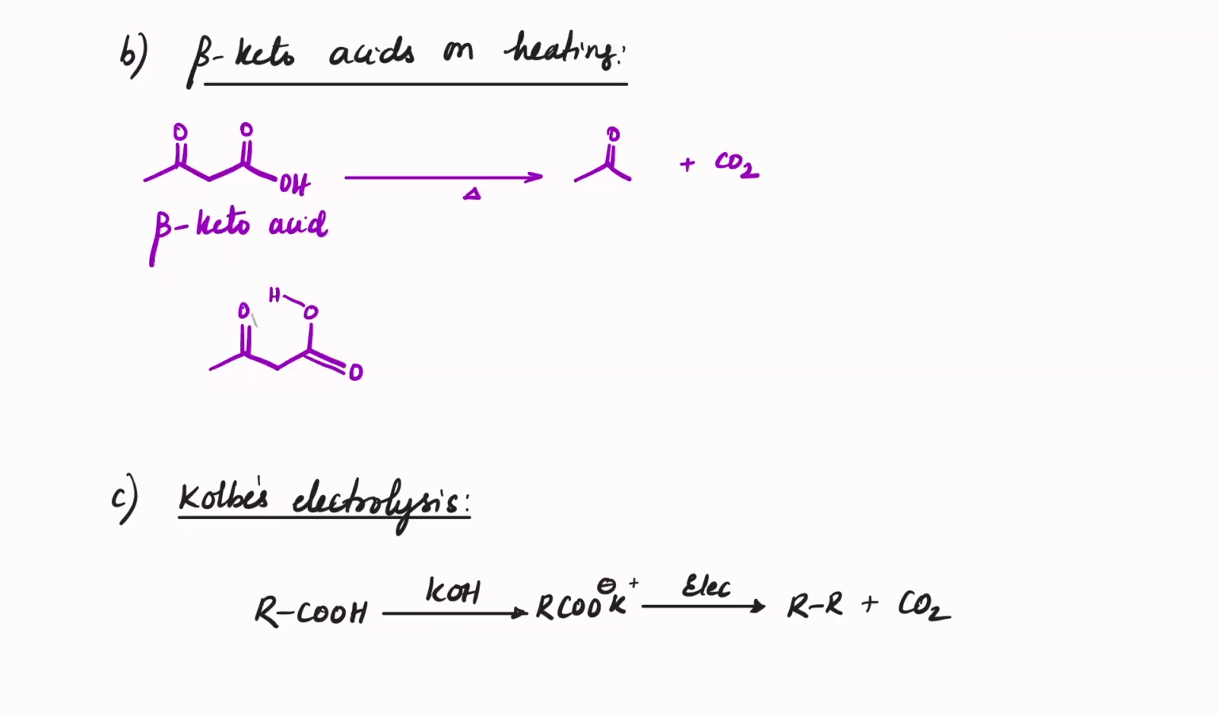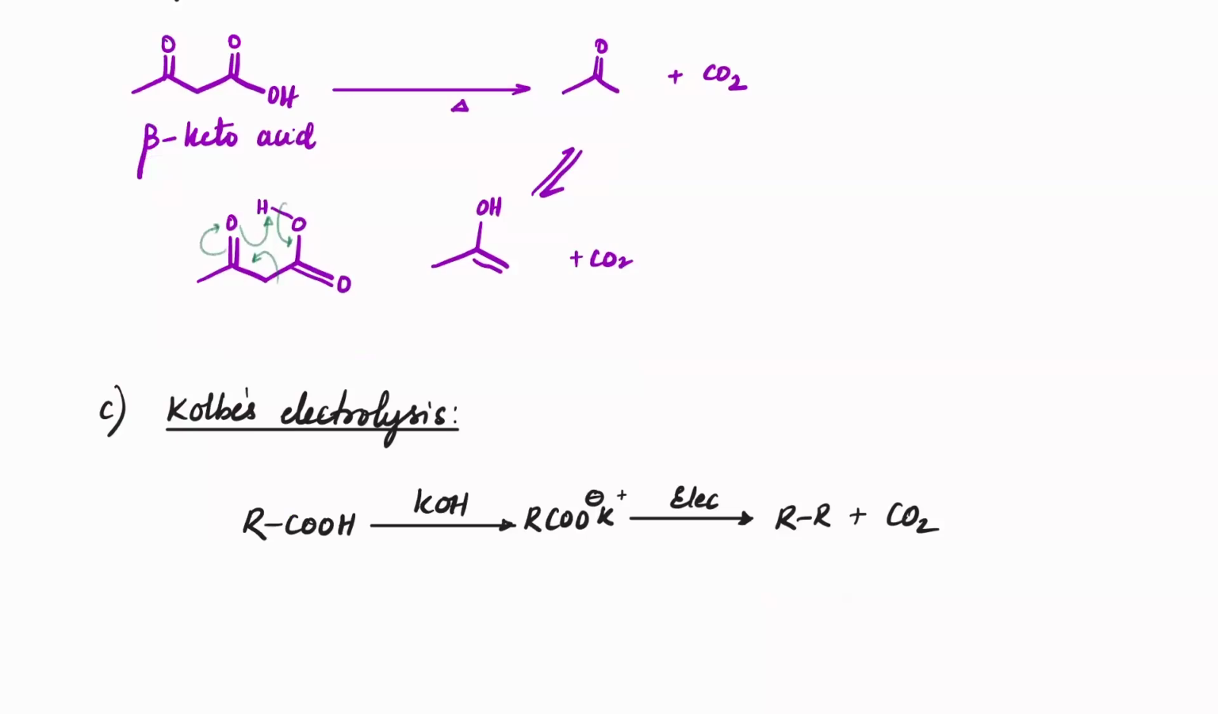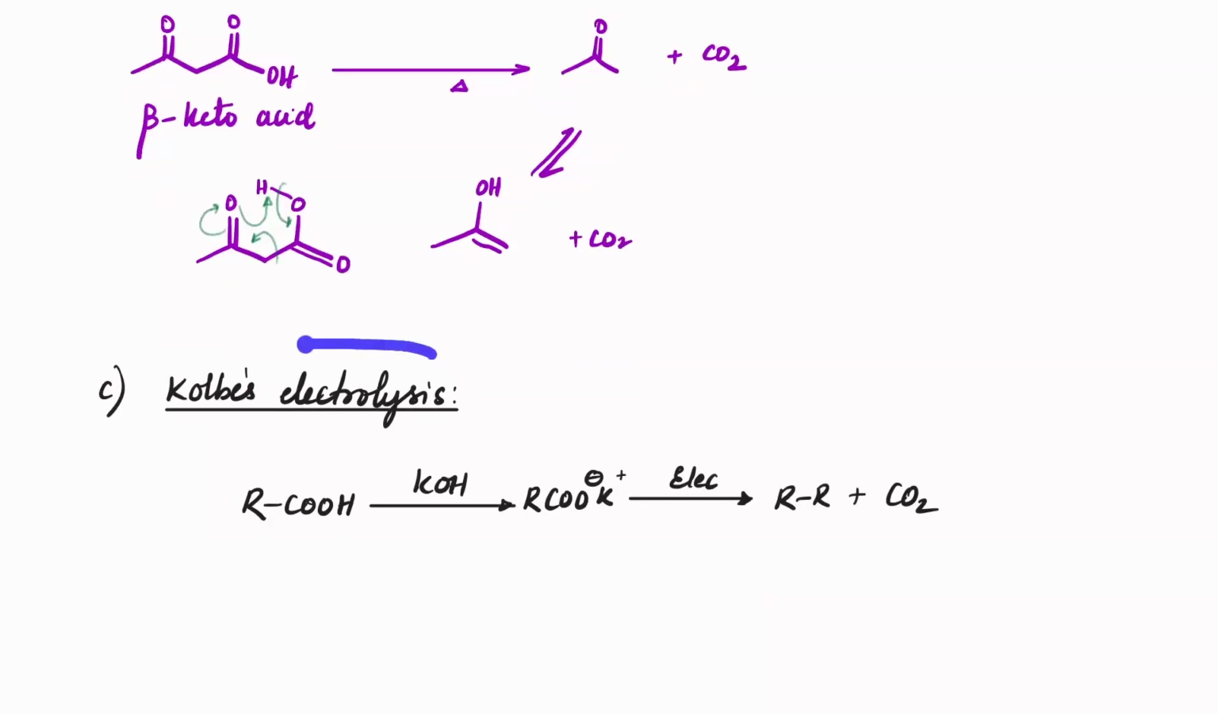On strong heating, this oxygen will take H plus. Here you will get a double bond. The pi bond will push up. So we will get this as OH, double bond, and carbon dioxide. This gets tautomerized to form a ketone. Correct. The next reaction for decarboxylation is Kolbe electrolysis.